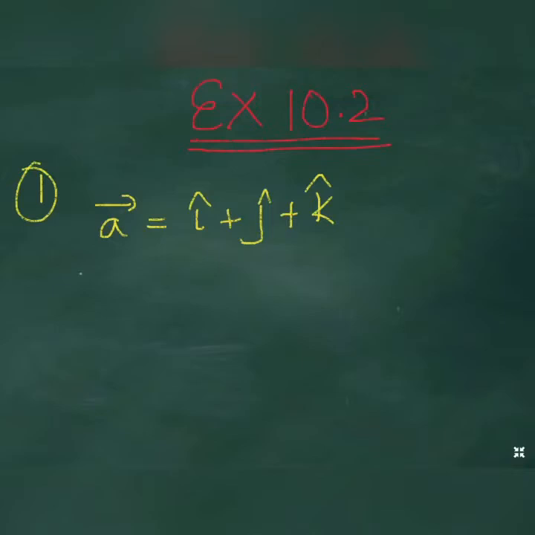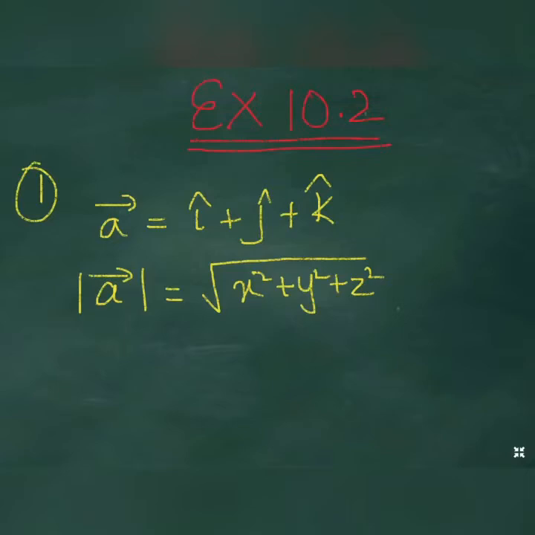So we know the formula to find the magnitude of any vector. Magnitude of vector A is equal to under root x square plus y square plus z square respectively. This is the formula to find the magnitude of a vector given in component form. Now here the general component form of any vector is x i cap plus y j cap plus z k cap respectively.